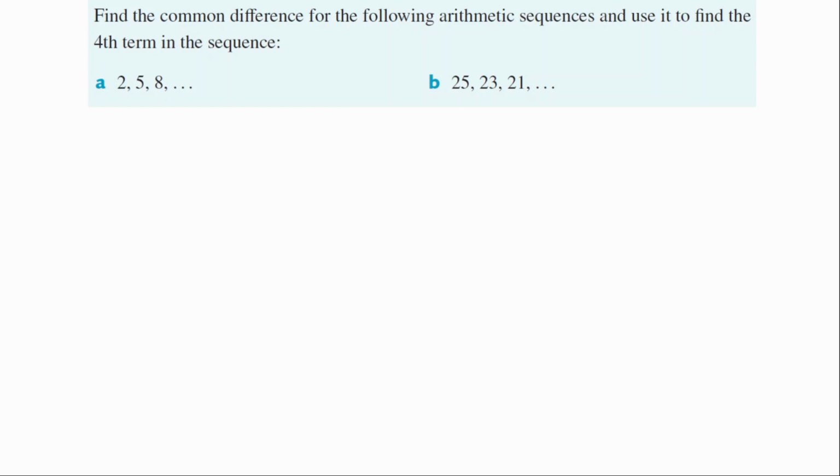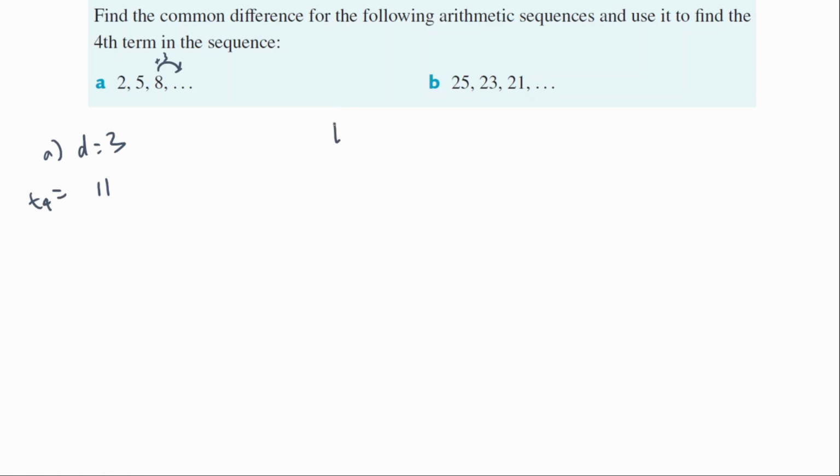Looking at an example here, it says find the common difference for the following arithmetic sequences and use it to find the fourth term in the sequence. For question A, we're adding 3 each time. 2 to 5 we add 3, 5 to 8 we also add 3. So our common difference, or D, is going to be 3. And therefore our fourth term, that one here, will just be plus 3 to 8, and that gives you 11. Since it's the fourth term, I'll call it T4.